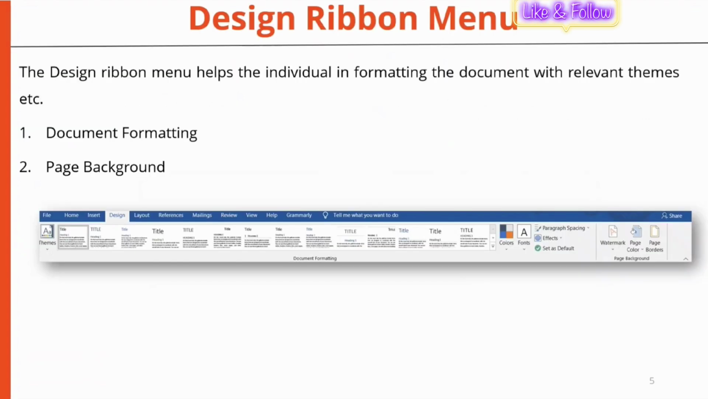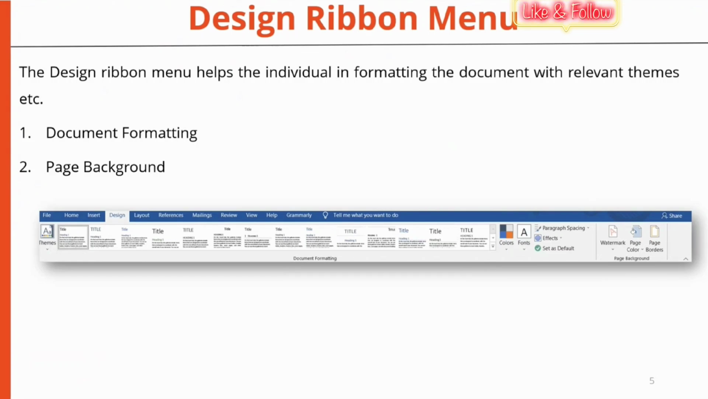Next, we have the design ribbon menu. What is the design ribbon menu? The design ribbon menu helps the individual in formatting the document with relevant themes. It has two features: document formatting and page background. So what exactly does the design ribbon menu do?